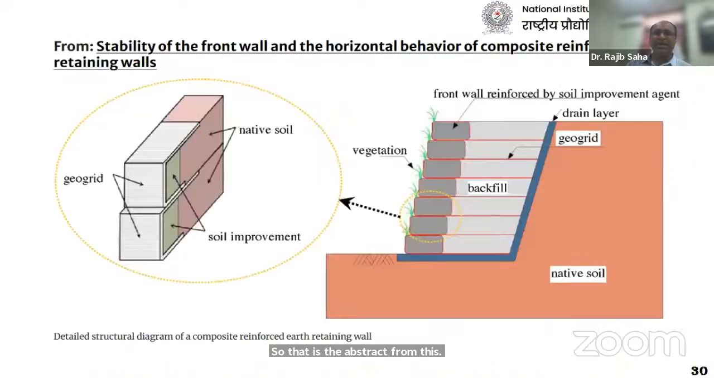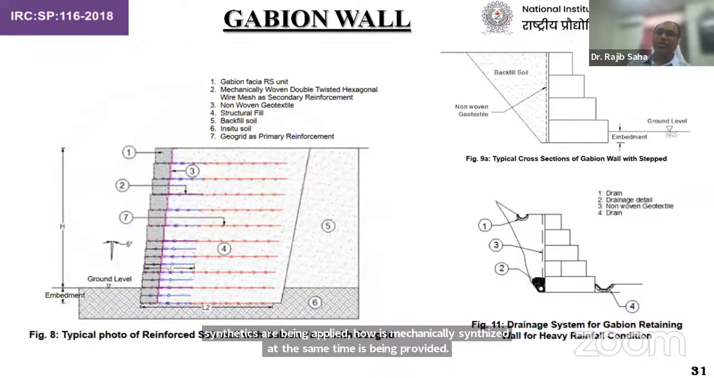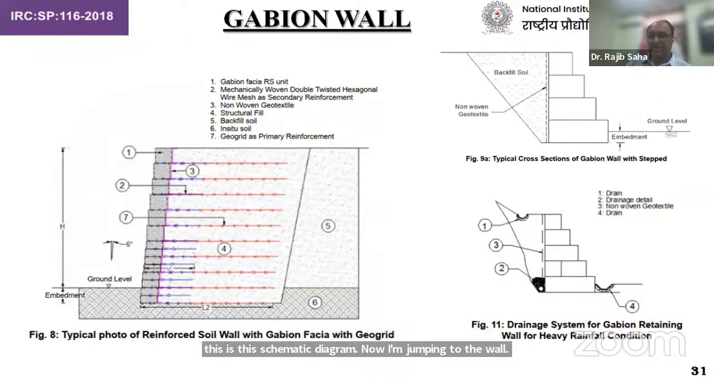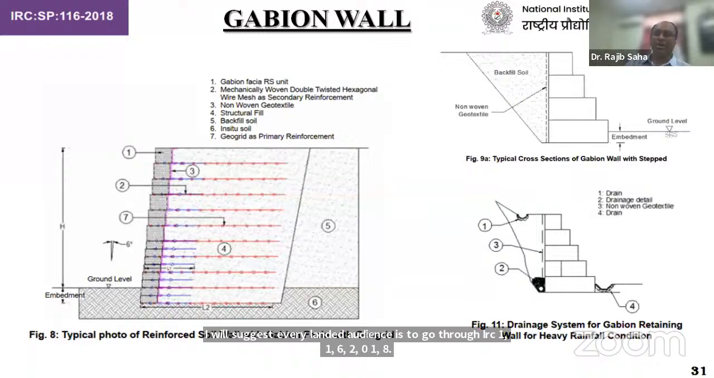So keeping that fact aside, we can see how these mechanically stabilized retaining walls, not always Gabion walls, with some other materials being used, how it looks like, how it has been stacked, and how the geosynthetics are being applied, how it is mechanically stabilized, at the same time the drainage layer being provided. So this is the schematic diagram. Now I'm jumping to the Gabion wall, and I would suggest every learned audience to go through IRC SP 116-2018, where it states about the different types of Gabion wall.